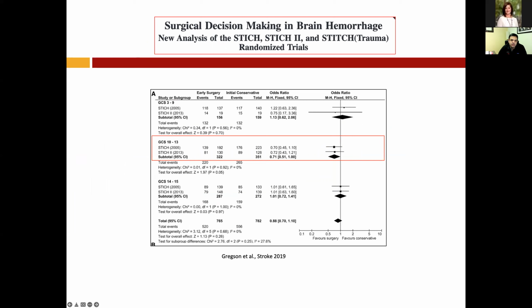They looked at a combination of all the surgical trials and pooled the patients. They found that if you intervene when somebody's GCS is between 10 and 13, then those patients tend to benefit. But if the GCS is very low or very favorable, 14 or 15, then those patients don't really tend to benefit that much from surgery. So that gave us some important information.